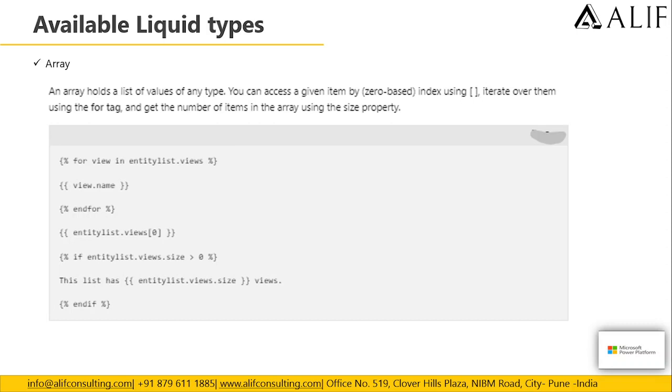Similarly, another way is, if you know the index, you can just put in views of 0. That will directly list the first view name. That would be inside the curly braces. So this is how you get the value from a list, from an array. You can make use of the for tag, or you can use the index value directly.